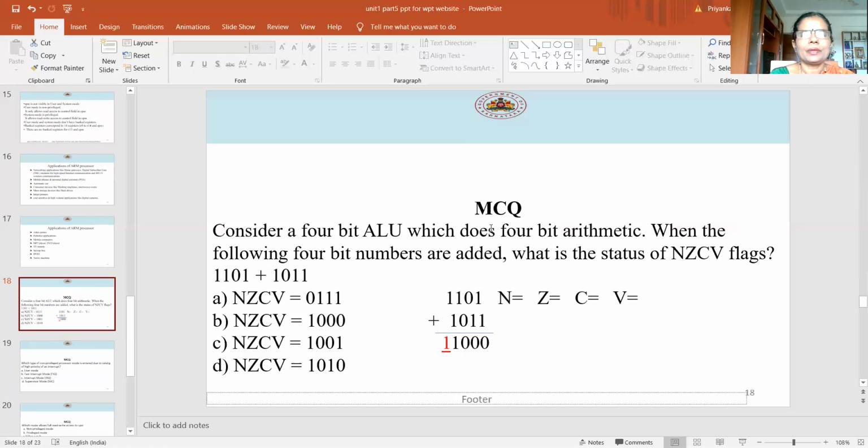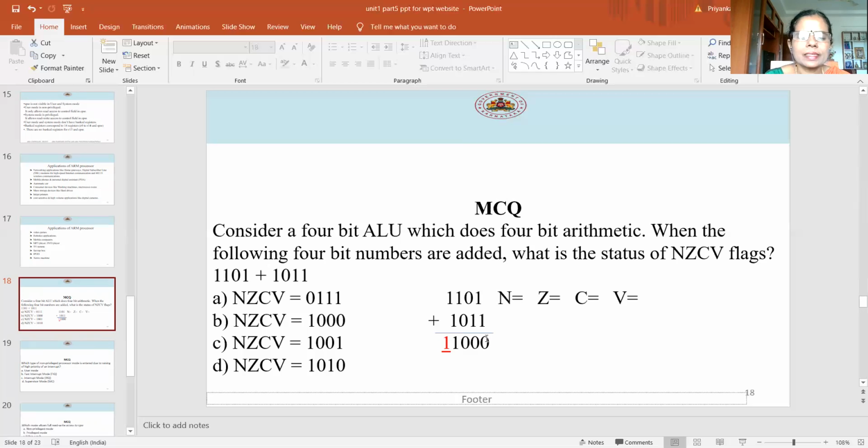Consider a 4-bit ALU which does 4-bit arithmetic. When the following 4-bit numbers are added, what is the value of NZCV? The numbers are 1101 plus 1011. You add these two numbers and tell me the result. Here I have shown you the result also. 1 plus 1 is 0 with carry 1. 1 plus carry 1 is 0 with carry 1. 1 plus carry 1 is 0 with carry 1. 1 plus carry 1 is 1 with carry 1. So your 4-bit result is 1000.